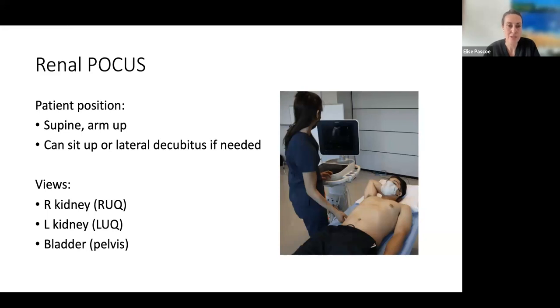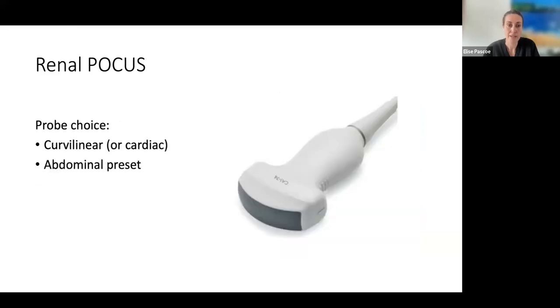So we're going to put the patient in a supine position. We're going to elevate their arm to increase the rib spaces. You can sit the patient up or put them in a lateral decubitus position if needed to get more access to the kidney. And the views we're essentially getting are right upper quadrant, left upper quadrant, and pelvis. So these are views that we're all very familiar with in doing our FAST scans. What's different about this is that we're training our eye on different parts of the anatomy in these views.